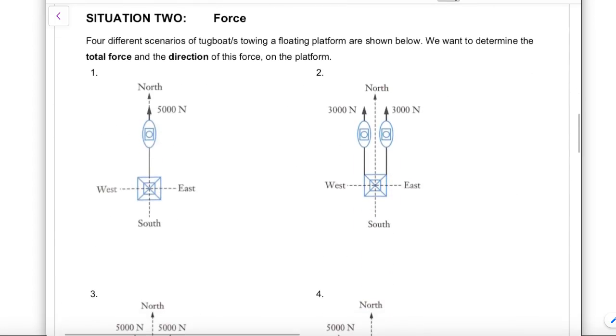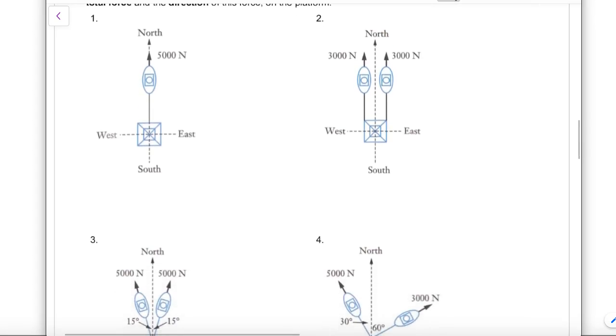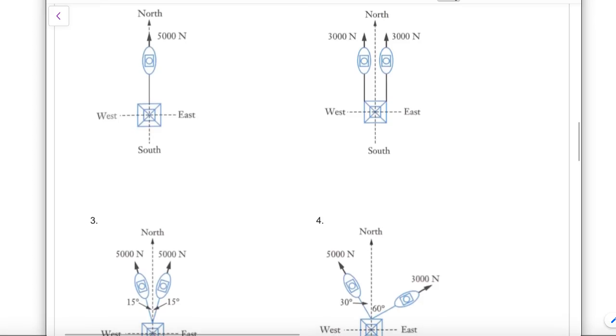In our second example, we're going to have a look at some forces. We'll have a look at 4 different scenarios of tugboats towing a floating platform. What we want to do is determine the total force and the direction of this force on that square platform from the tugboats.